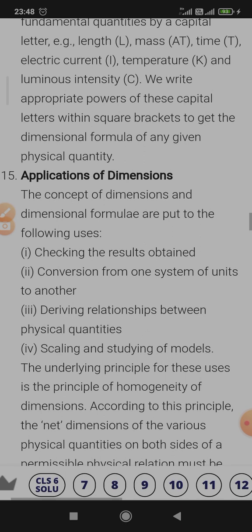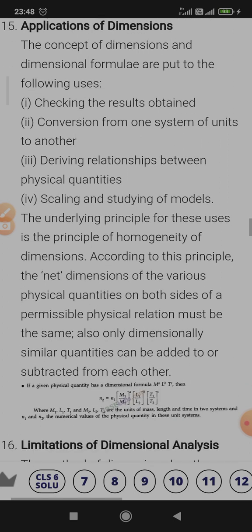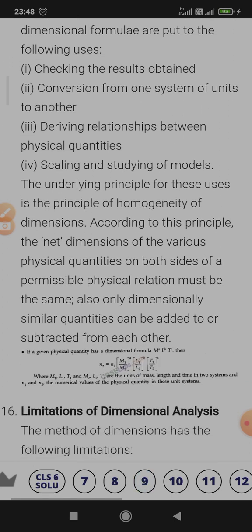Application of dimensional analysis. Checking the result. Check the correctness of the given formula. Conversion of one system of units to another. Deriving relationship between physical quantities. Scaling and studying of models. Finding the units of, finding the SI unit.